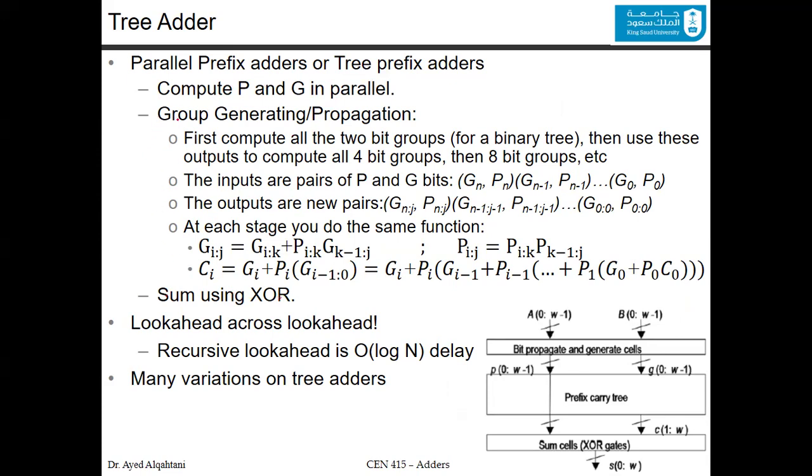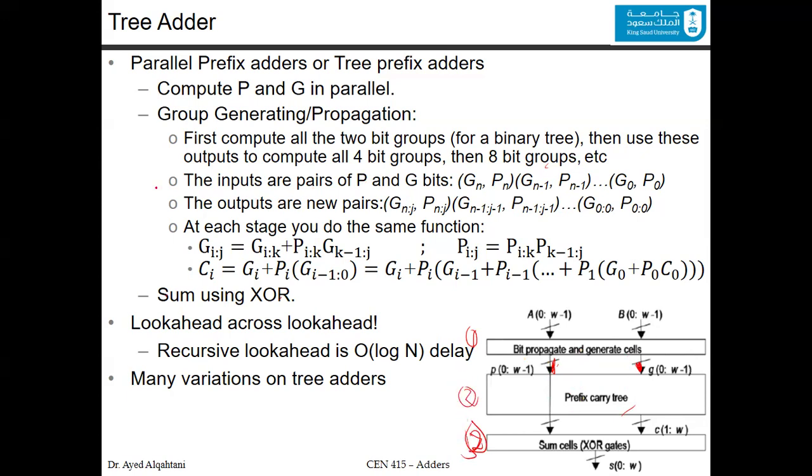And in the middle, you have to do the group generation and the group propagation. One idea is you first compute all the 2-bit groups for a binary tree, and then use these outputs to compute all the 4-bit groups, and then you do the 8-bit groups, etc. So as you can see, we are jumping in powers of two. The inputs will be the pairs of the P's and G's. So the inputs here in the prefix carry tree are the G's and P's. This is the first step and the second step. Oh, sorry, this is the first and the third, and this is the second.